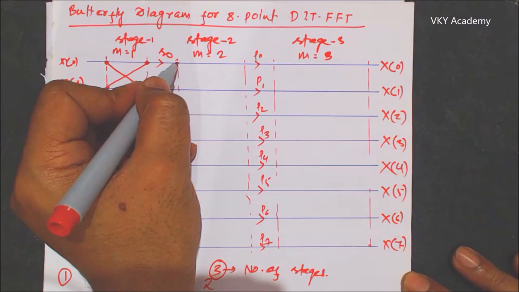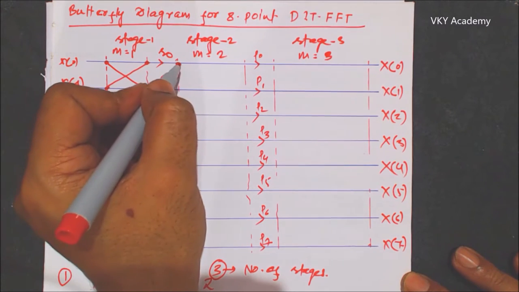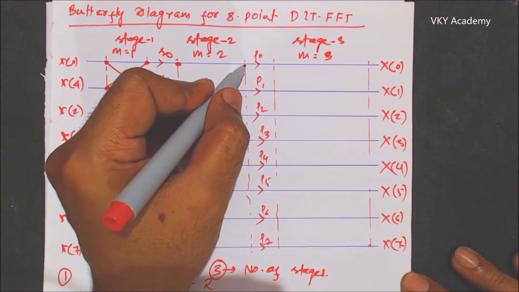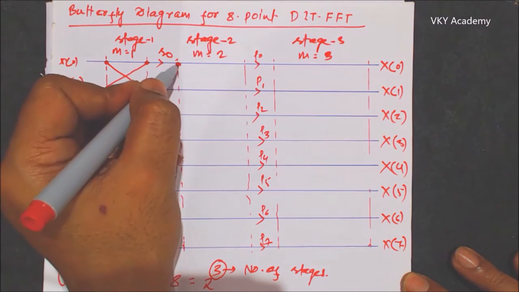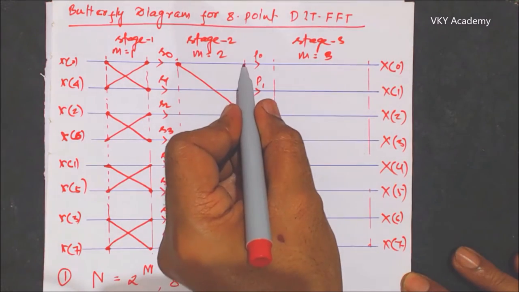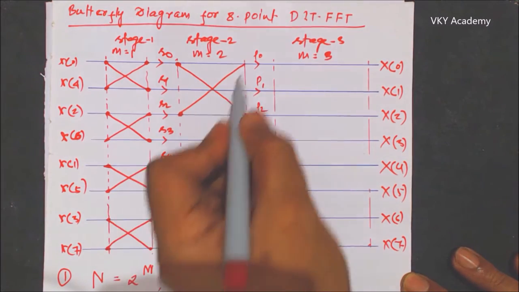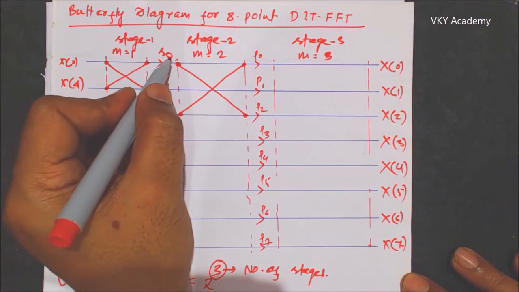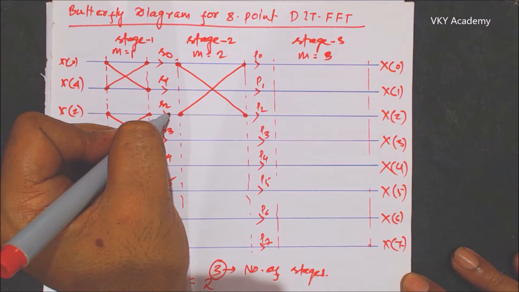Now let us start with the S0. We will always start with the first input. So let us start from the S0. Leave 2 points, 1, 2, and join here with the help of a straight line. Now similarly, join this point with this point. Now you can see that the input S0 and S2 are already engaged.